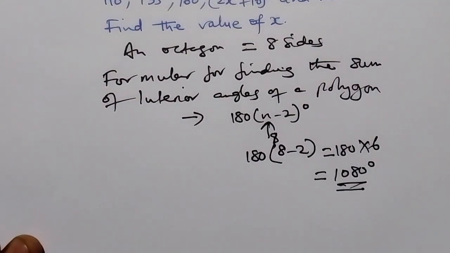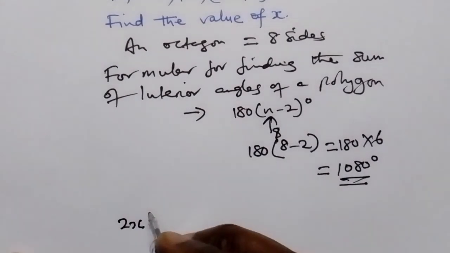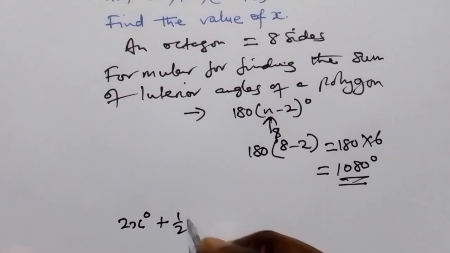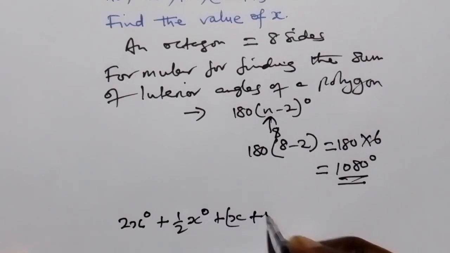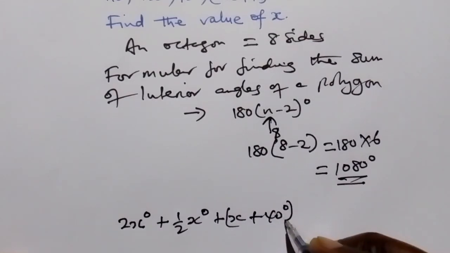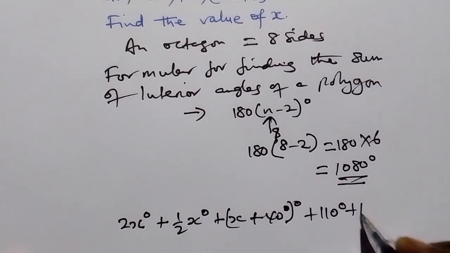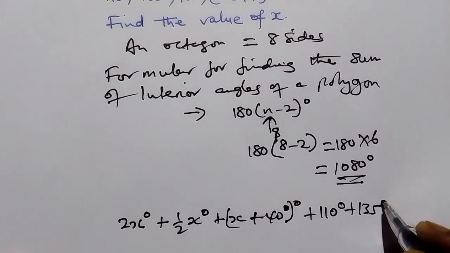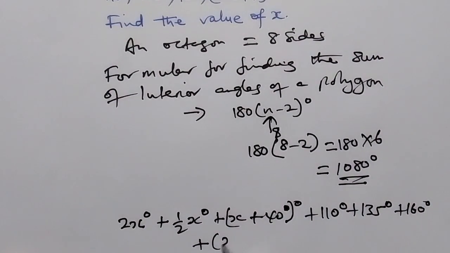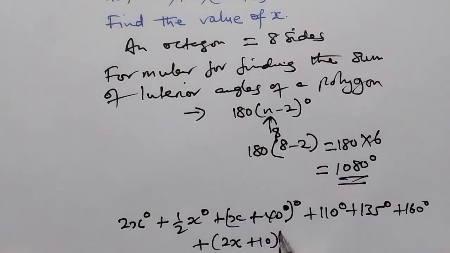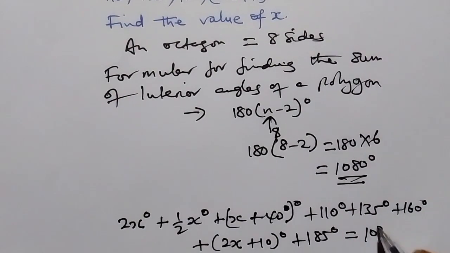So when we add these angles, we equate the sum to 1080 degrees. So 2x degrees plus half x degrees plus x plus 40 degrees plus 110 degrees plus 135 degrees plus 160 degrees plus 2x plus 10 degrees plus 185 degrees is going to give us 1080 degrees.